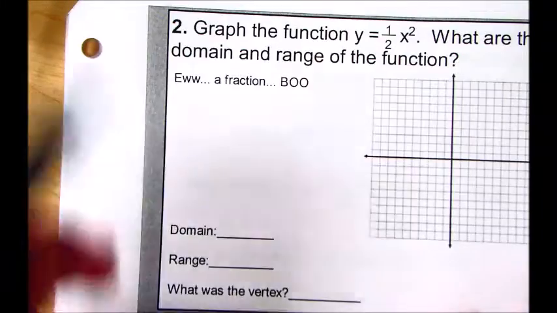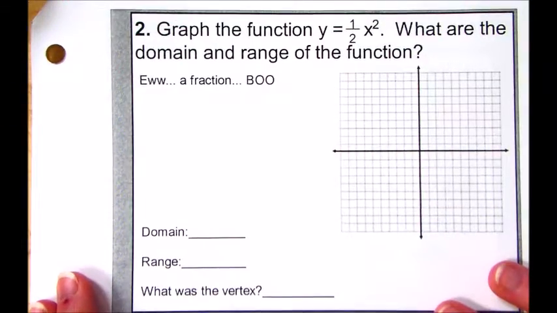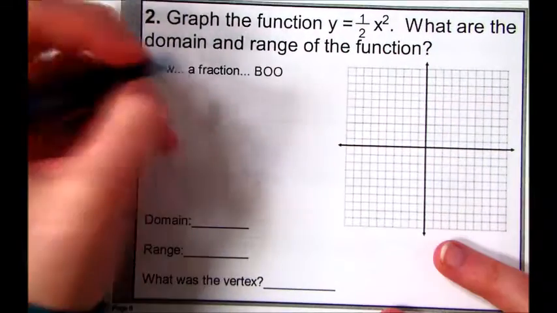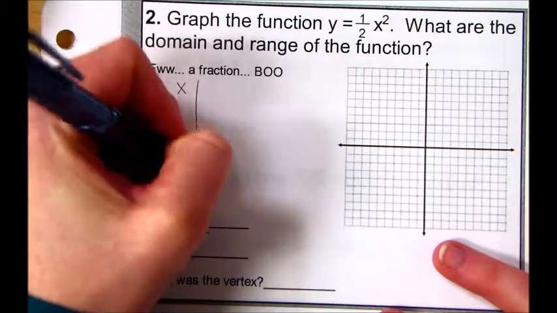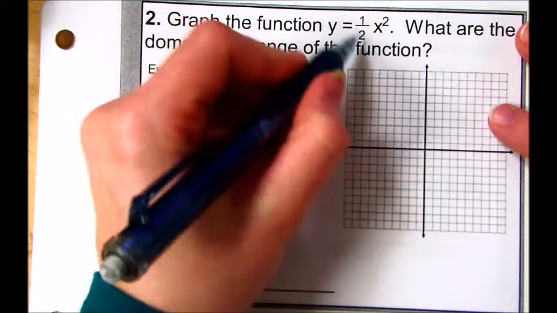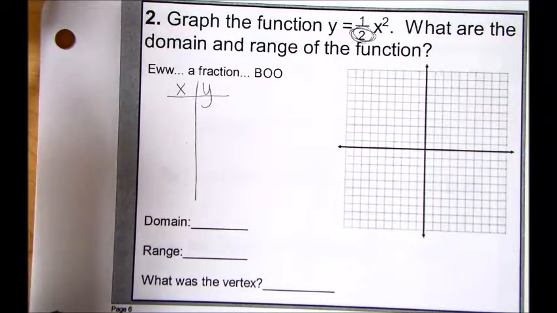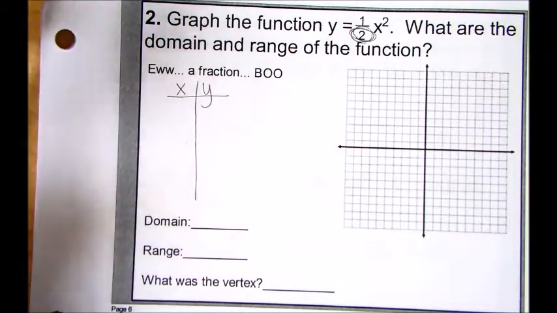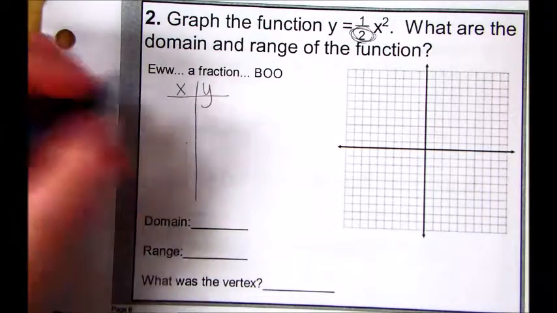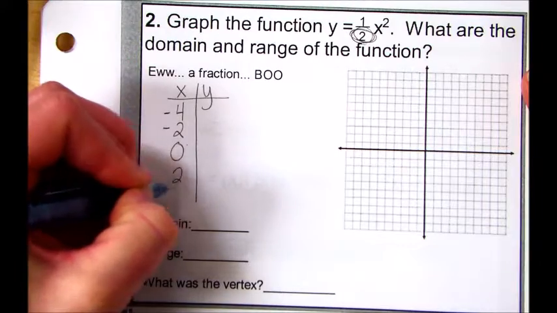Graph y equals 1/2 x squared. What is the domain and the range of the function? Let's make an xy chart. Since you have a denominator, instead of picking -2, -1, 0, 1, and 2, I'm going to suggest that you skip by 2s and do -4, -2, 0, 2, and 4.